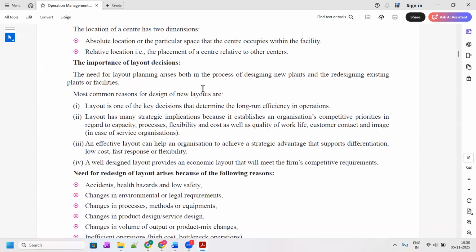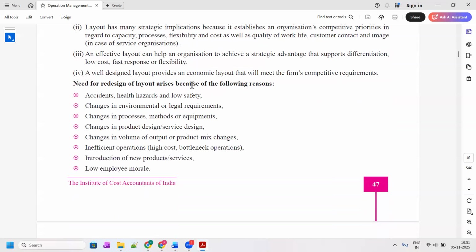And whenever we are talking about layout planning, at certain times we also have to consider redesigning the layout. And what can be the reasons for redesigning a layout? It can be accidents, health hazards, and low safety measures. If there are many problems which need to be addressed and were not addressed while working on the layout planning, then such problems should be addressed, and for that again the planning is required. And if we feel that there is any scope of accident or health hazards or low safety, then the layout has to be worked on again.